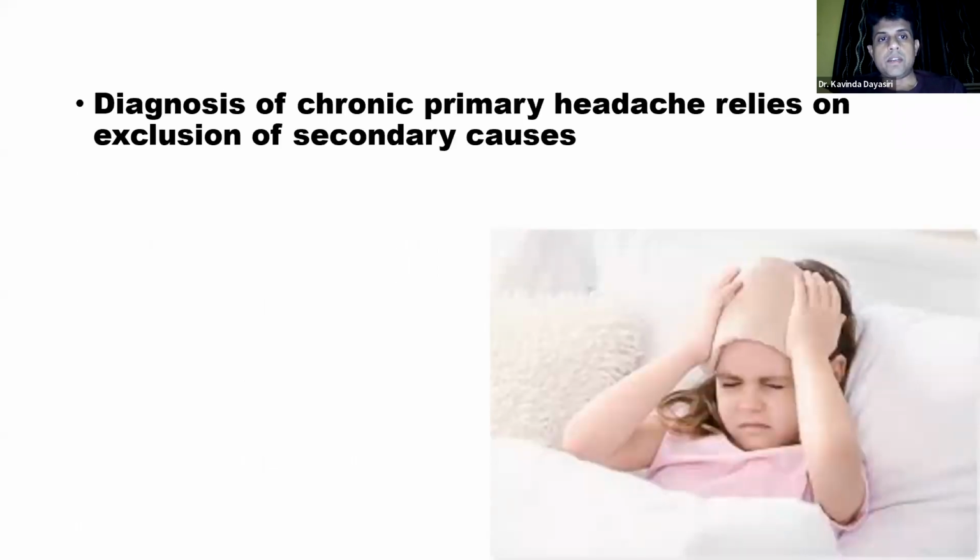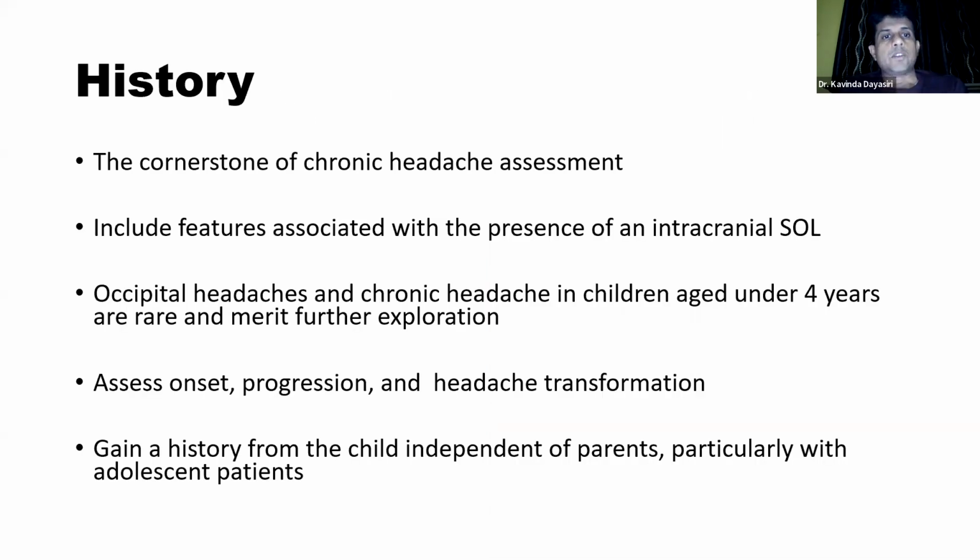So let's look at how to evaluate a child with chronic primary headache, keeping in mind these most likely causes for chronic primary headache. So history is the cornerstone in evaluating a child with chronic headache. This should be focused on ruling out a possible intracranial space occupying lesion.